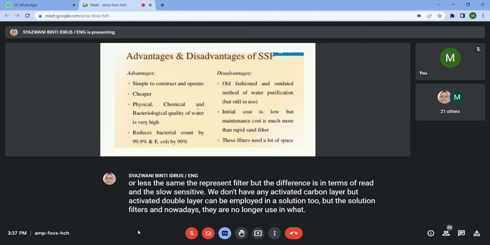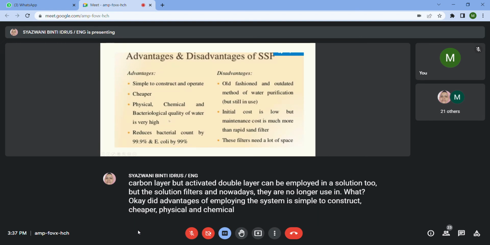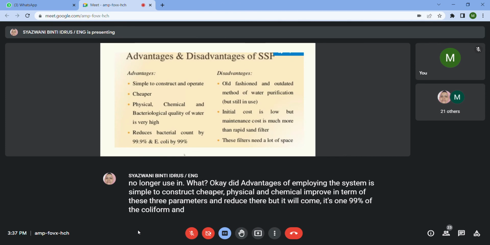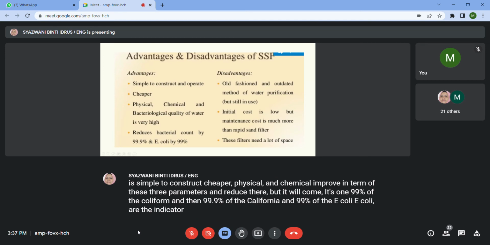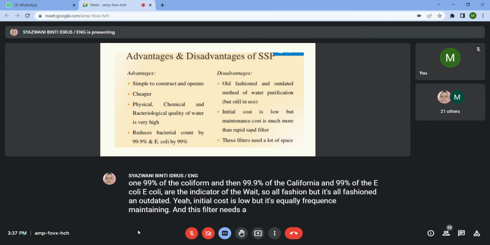Okay, the advantages of employing this system are that it is simple to construct, cheaper, improves the physical and chemical parameters, and reduces the bacterial count. It's about 99.9% of the coliform and 99% of the E. coli. E. coli is the indicator of waste. So it's old fashioned and outdated. Initial cost is low, but it requires frequent maintenance. And this filter needs a lot of space.